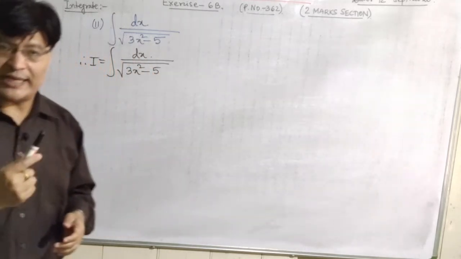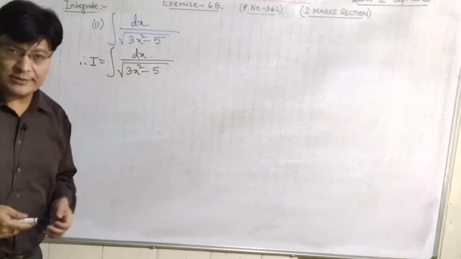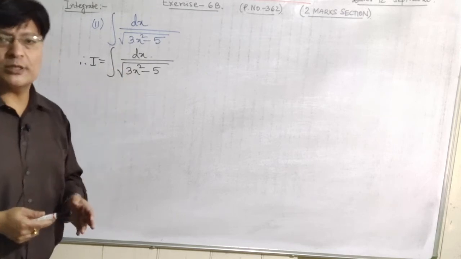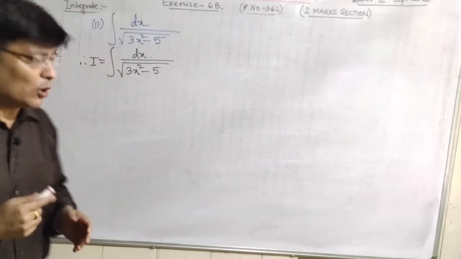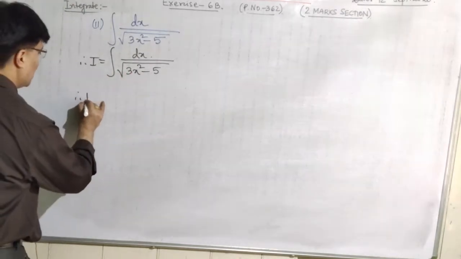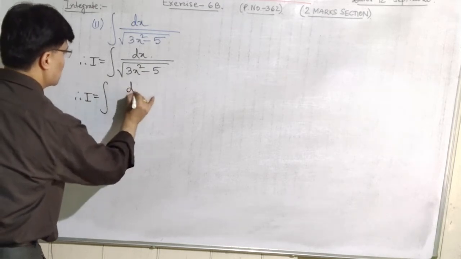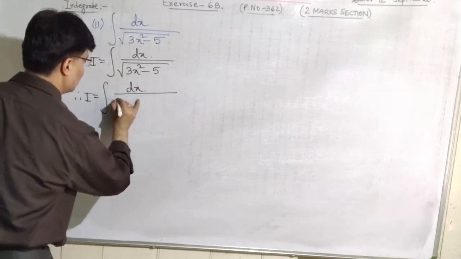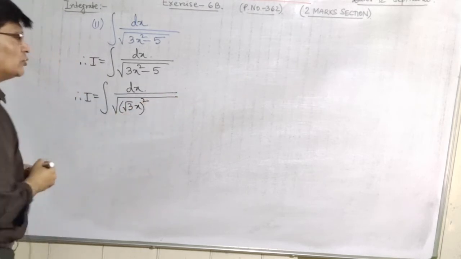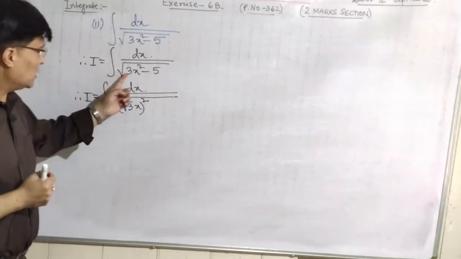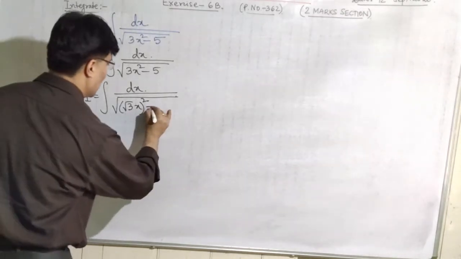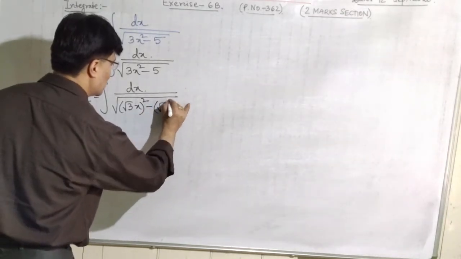Then you have to assume z is equal to root over 3 into x. Or you may take common here as 3 to make the coefficient of x square 1. Or you can write it within whole square also, root over 3x whole square. So let us write it here. I is equal to integral sine dx divided by within square root, root over 3 into x whole square, since this 3x square is kept within whole square, and it is minus root over 5 whole square.